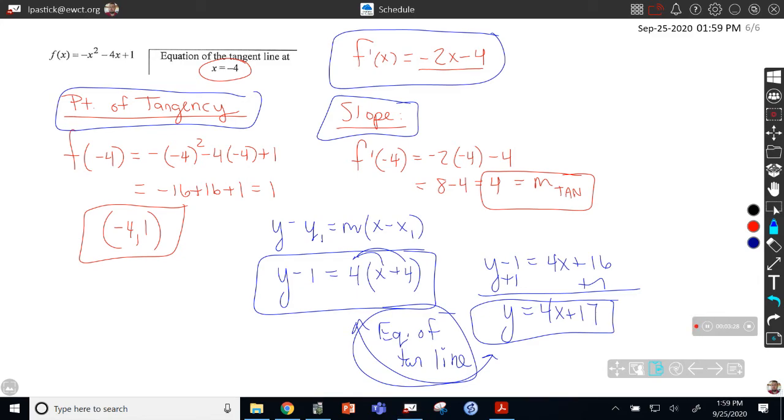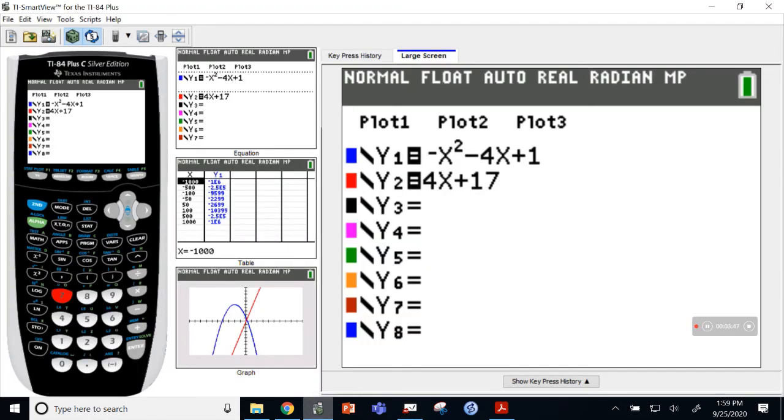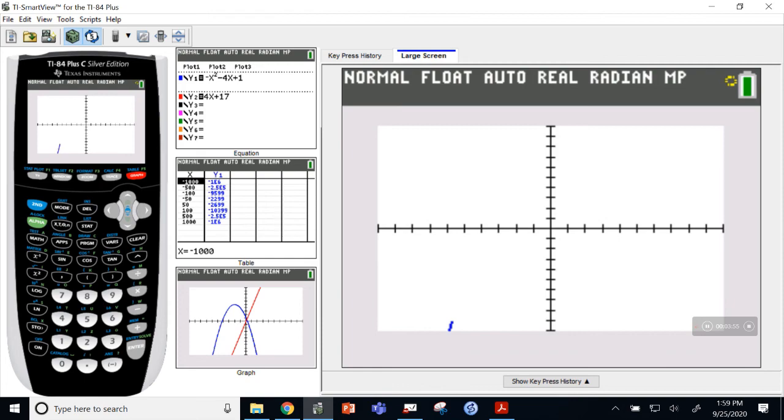The last thing that I wanted to show you was, keep in mind what we just found. We have this original function up here. We have just found an equation that should be tangent to that original function at the value of x of negative 4. So what I've done is I've preloaded my equations into the graph. I have the original function in y1, and I have the derivative in y2. And I'm going to show you the graph, and you're going to watch all the good things happen.